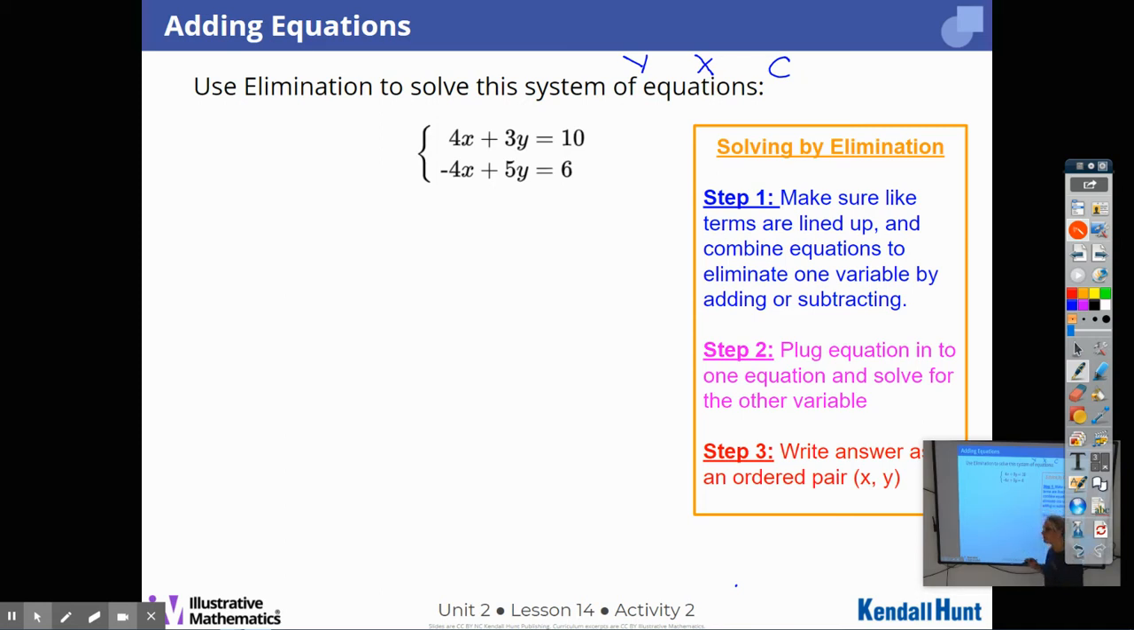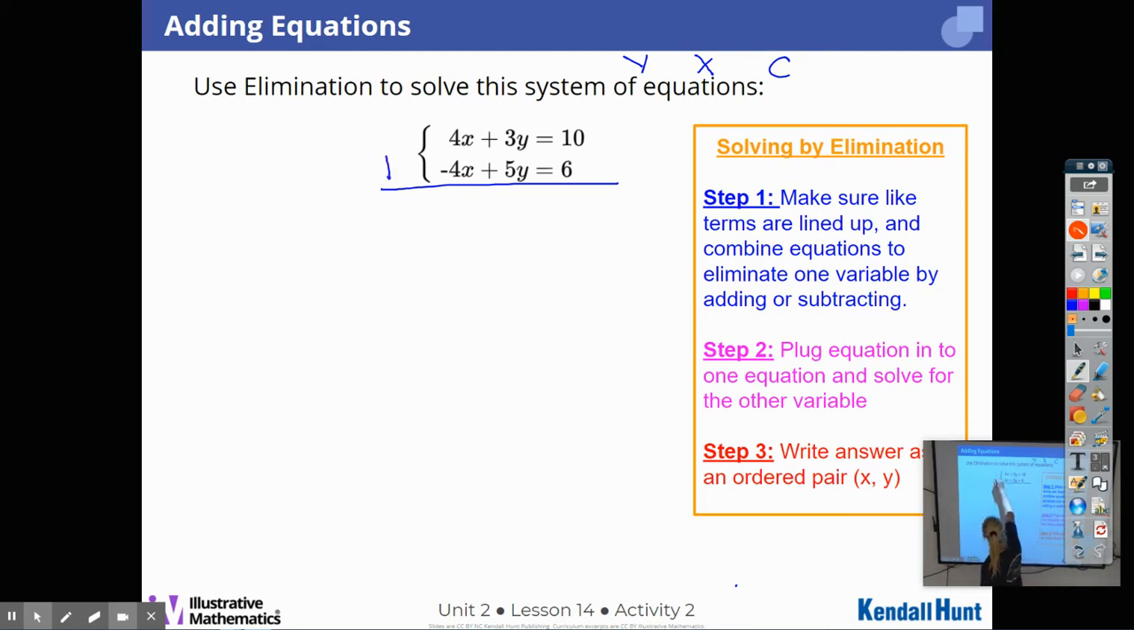Once those are lined up, we have to decide how we can combine these. Here's a shortcut that helps us with elimination. Since we know that the solution of a system of equations is the point where the 2 lines intersect, one point is going to be the same for both lines. We can find that if we can cancel out a variable. The coefficient of x is 4 in the first equation and negative 4 in the second. So if I combine these equations by adding, I'm going to maintain equality, but I'll also cancel out that x so that we can find y.